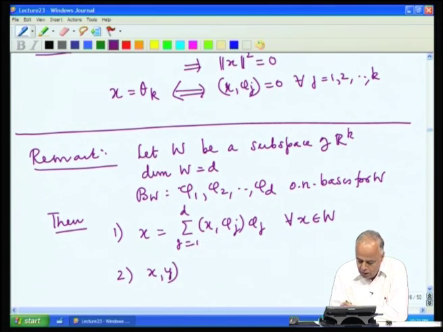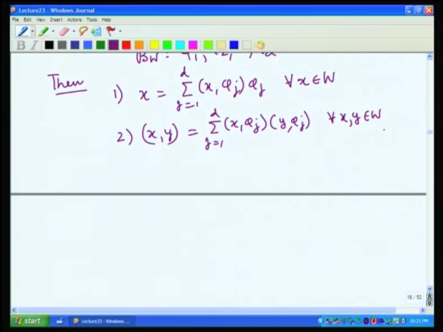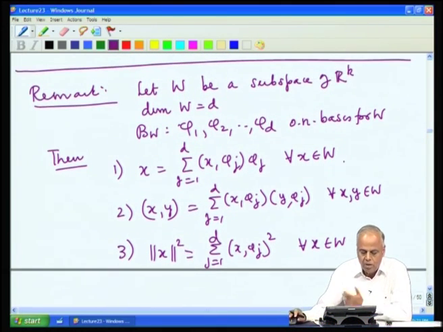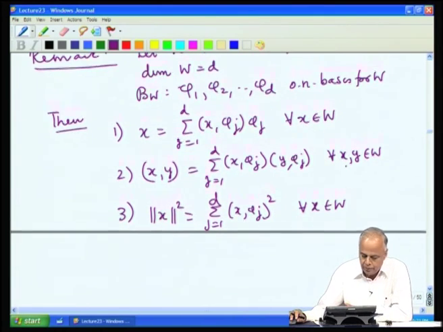The inner product of x and y is equal to the summation j equal to 1 to d of the inner product of x with phi j times the inner product of y with phi j, for every x, y in W. And finally, the norm condition: norm x squared is equal to the summation j equal to 1 to d of the inner product of x with phi j squared, for every x in W. So, if we take W equal to R k, we get all the results we had before, but we can also restrict ourselves to a subspace and we get the corresponding results.